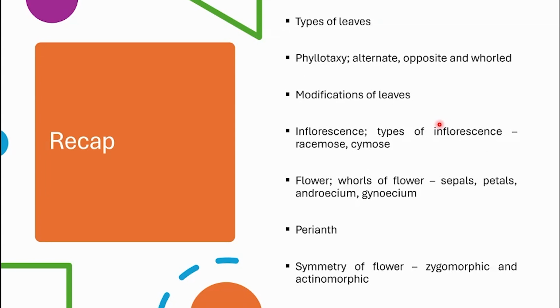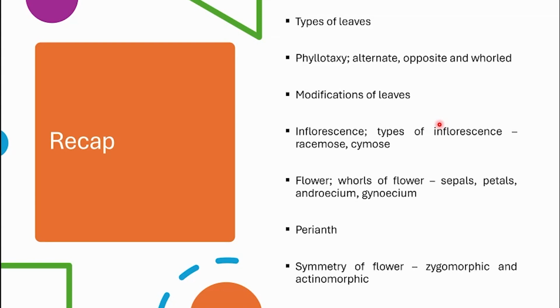Later we also discussed types of leaves. We discussed phyllotaxy, that is how these leaves are arranged. Alternate is when one node is over here, the other is over here, then another over here, and another over here. Opposite is when two leaves arise from a single node, opposite to one another, like this. And whorled is when there is one node and a bunch of leaves are arising from it.